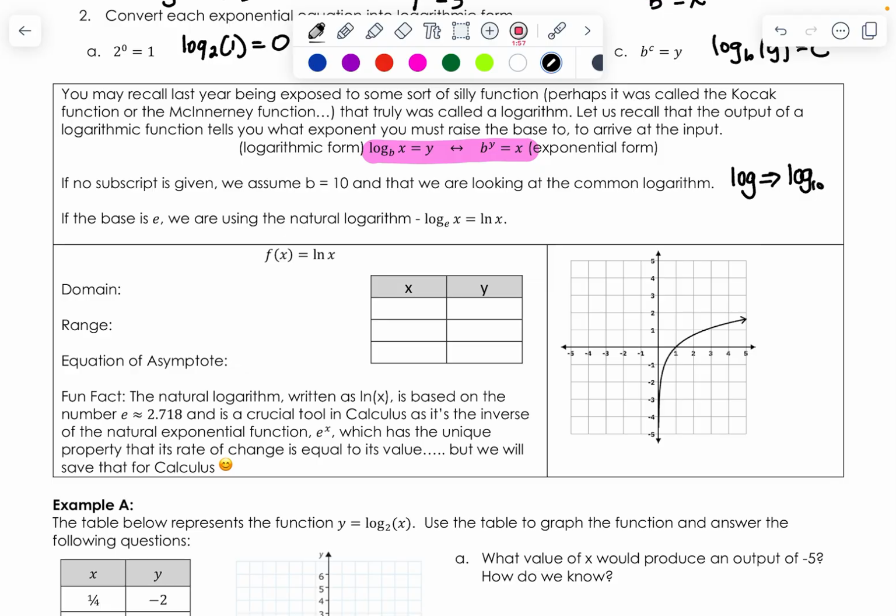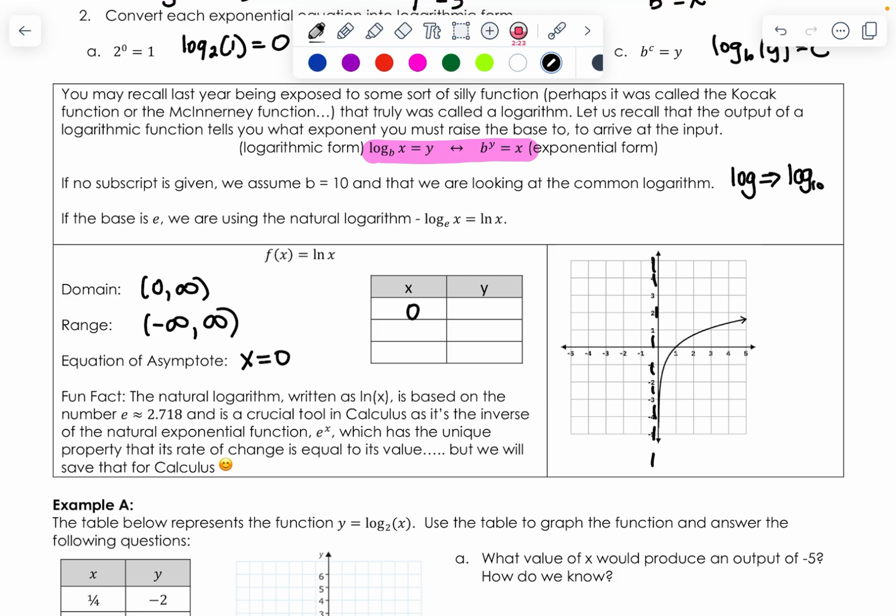So when you want to graph f of x equals the natural log of x, the domain is 0 to infinity, and the range is -infinity to infinity. There is a vertical asymptote. So some of us got that wrong on that one homework assignment. So be careful with that.